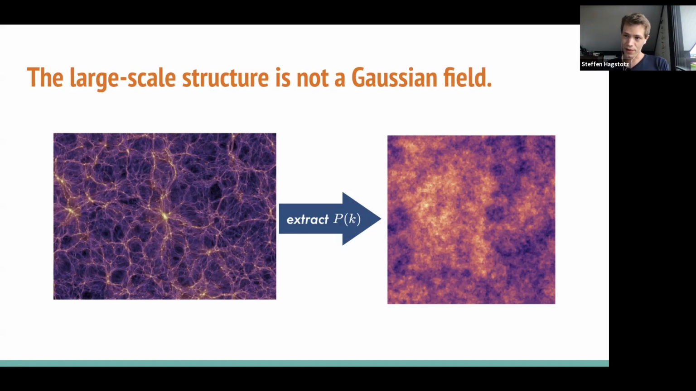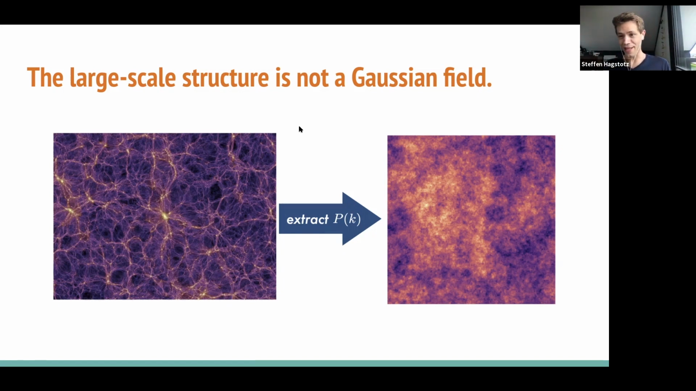And that means, of course, if we only measure the 2-point function, there's lots of information that we are missing. And we want to use it somehow. Okay, I guess that's why we're here. All right.